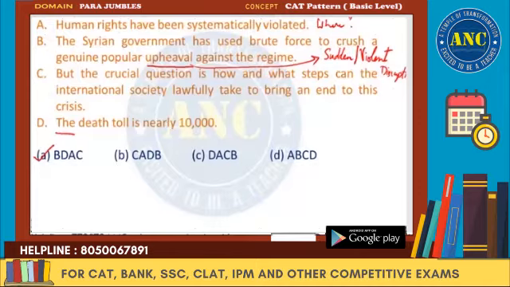The Syrian government has used brute force to crush a genuine popular upheaval against the regime. Regime is rule.